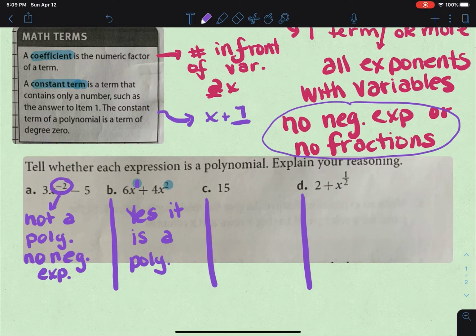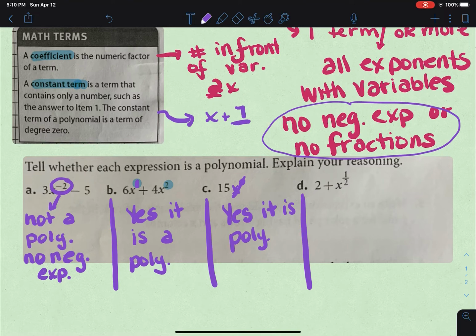Okay, now on C, it's 15. Do you notice how there's no x there at all? So you could almost pretend that it has x to the 0, because that would be like having no x's. Either way that you look at it, this one is going to be a polynomial. No negative exponents, no fraction values.